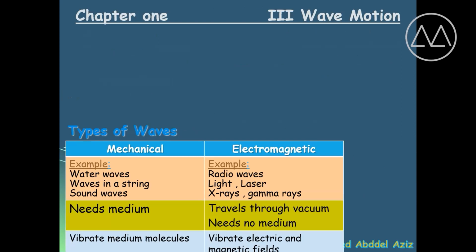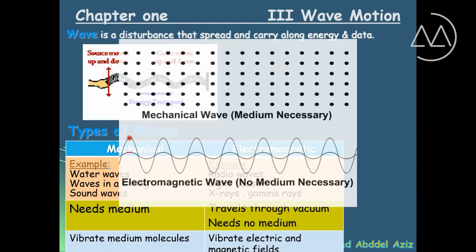What are the types of waves? We have two different types of waves, mechanical waves and electromagnetic waves. Mechanical waves need a medium to propagate, while electromagnetic waves travel through vacuum, with no medium to travel. The example for mechanical waves is vibration of solid particles, vibration in liquid particles or gas particles, while in electromagnetic waves, we have vibrating of electrical and magnetic fields perpendicular to each other.